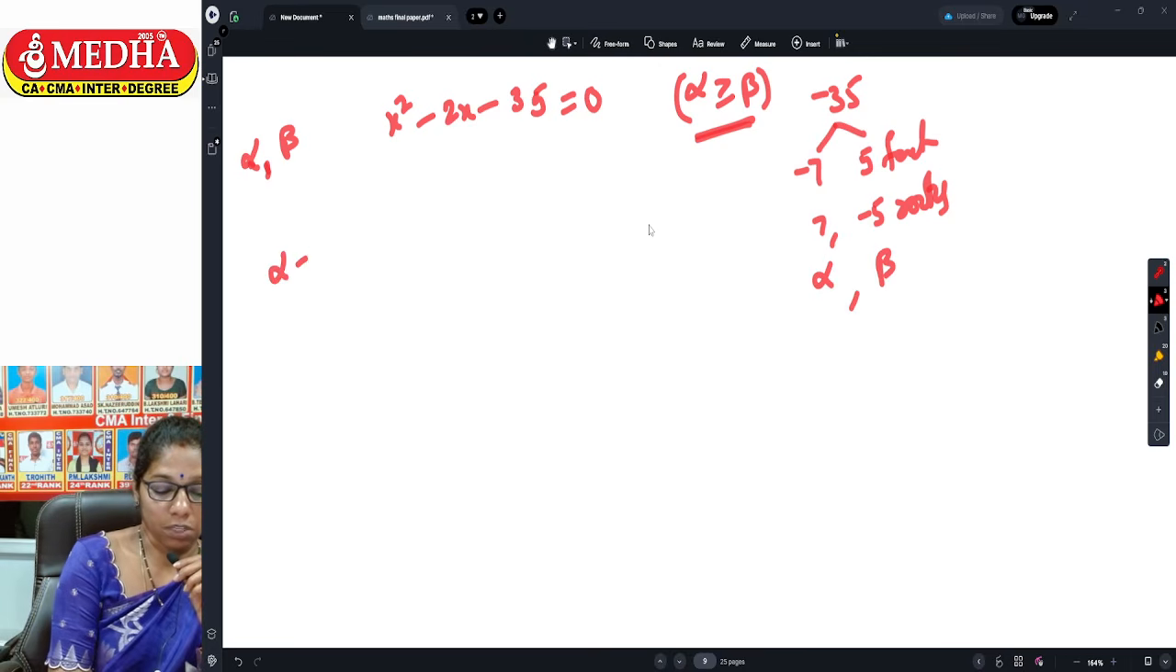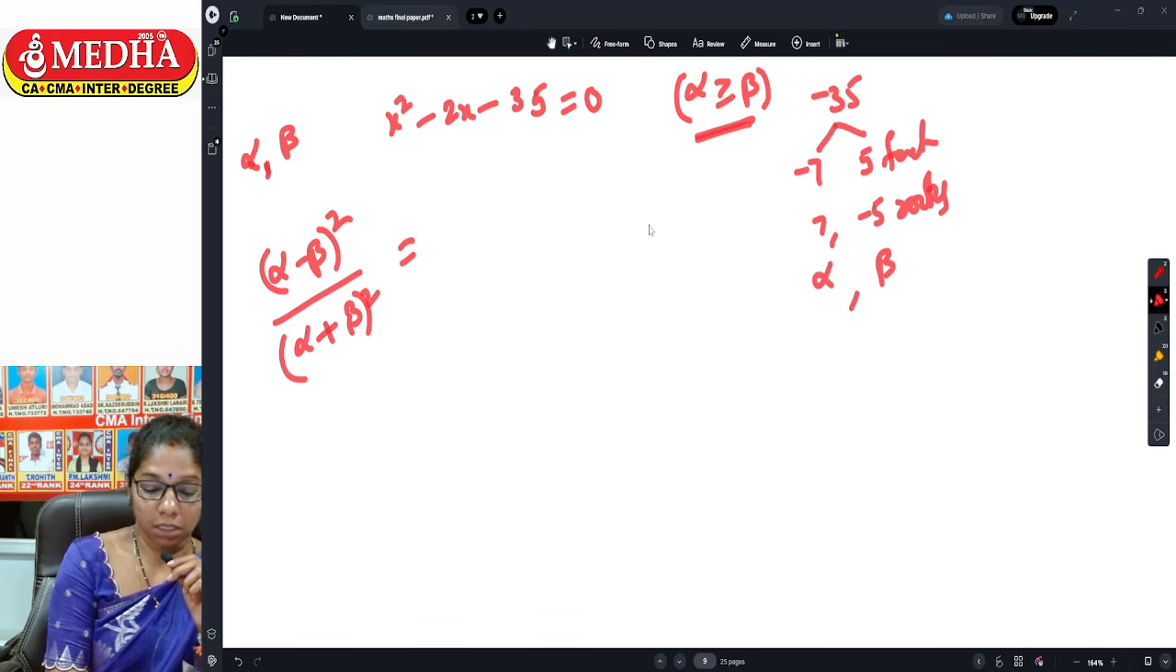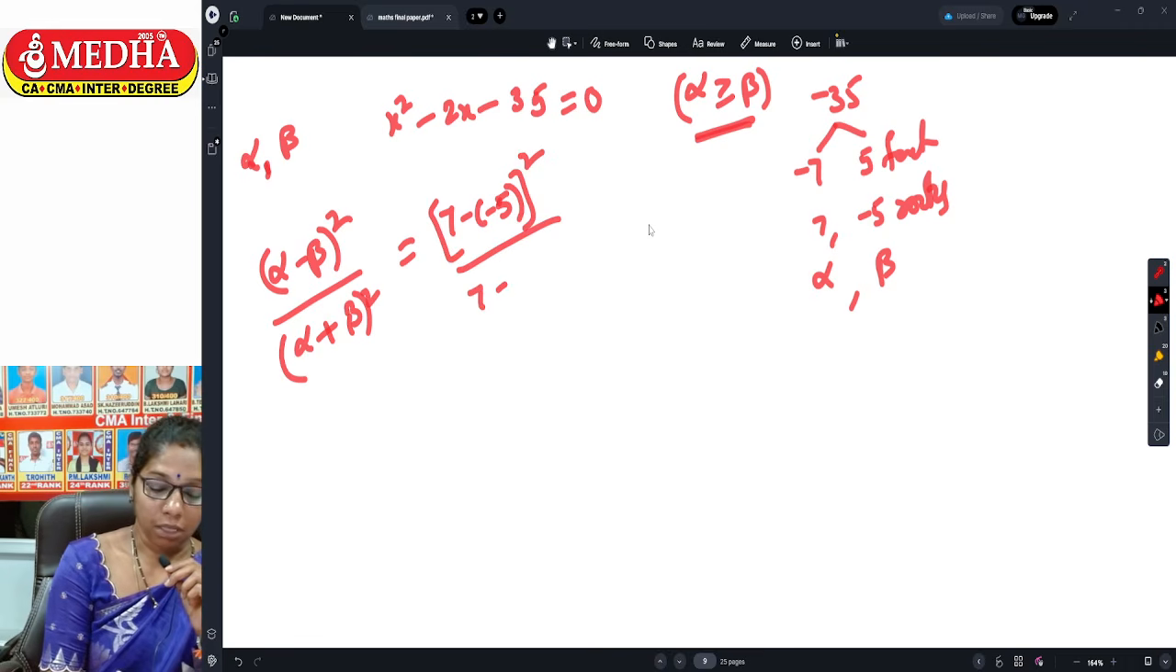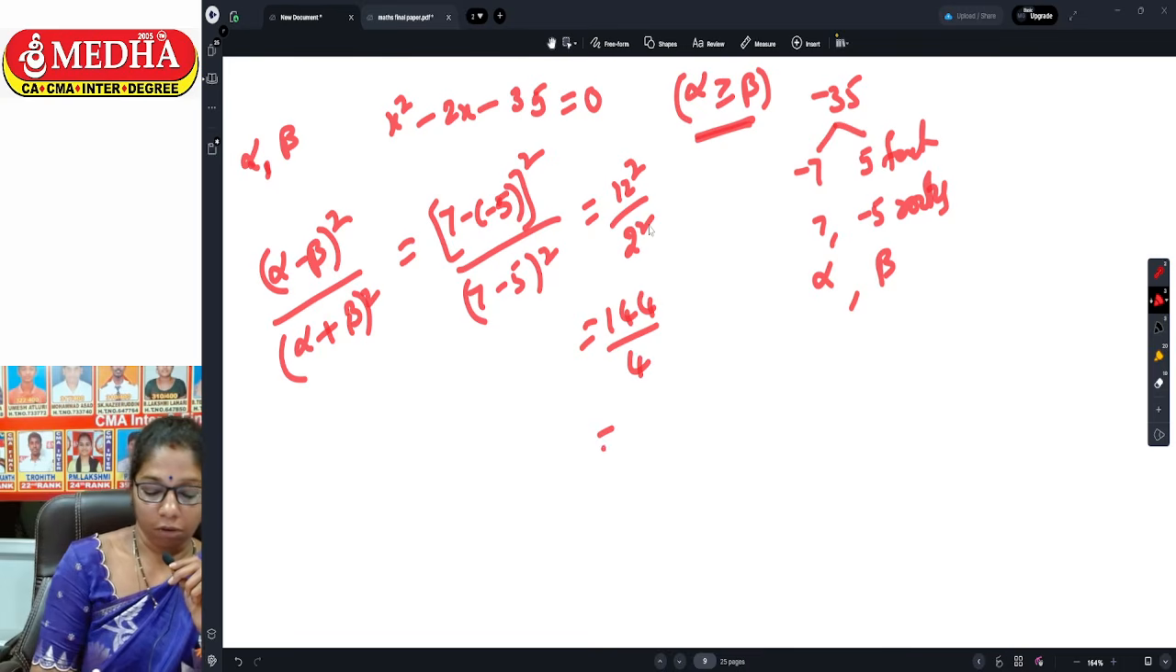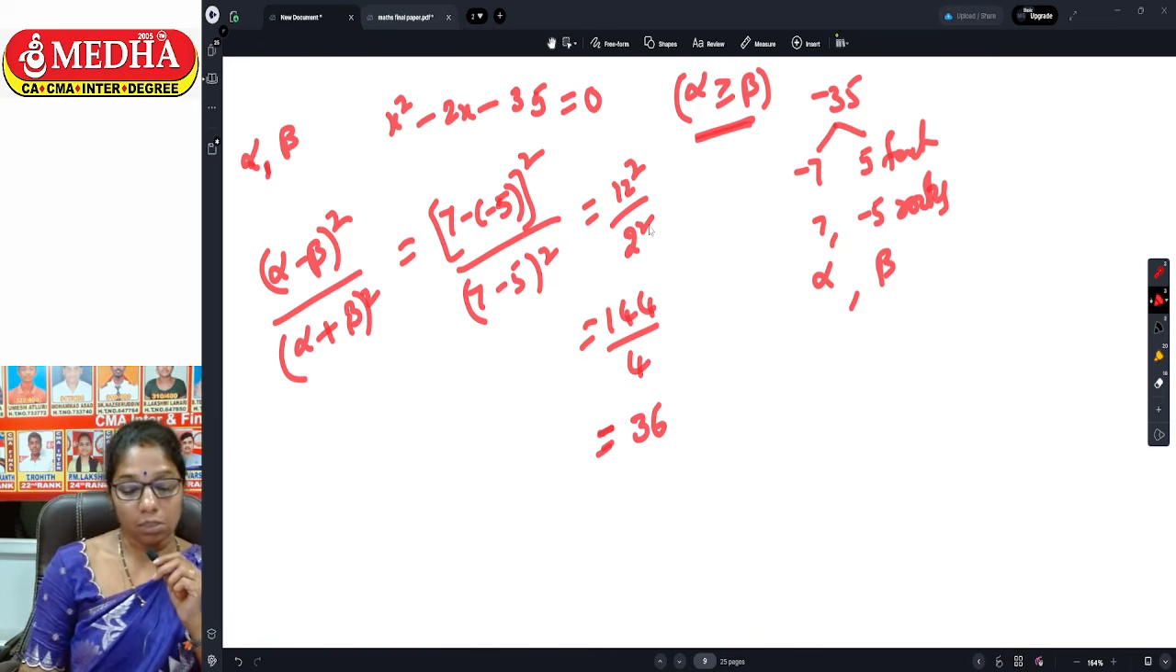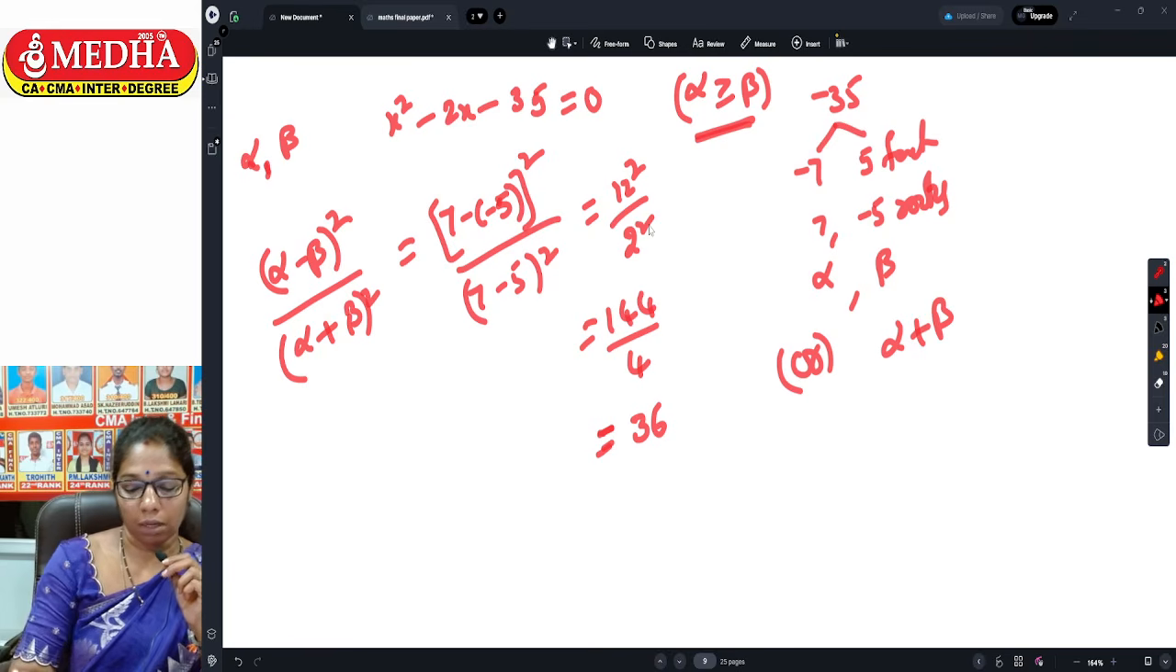So the given question is alpha minus beta whole square by alpha plus beta whole square. Alpha minus beta whole square is nothing but 7 minus of minus 5 whole square by 7 minus 5 whole square. So it is 12 square by 2 square. 144 by 4. 144 by 4, 4 3s are 12, 4 6s are 24, so 36 is the solution.